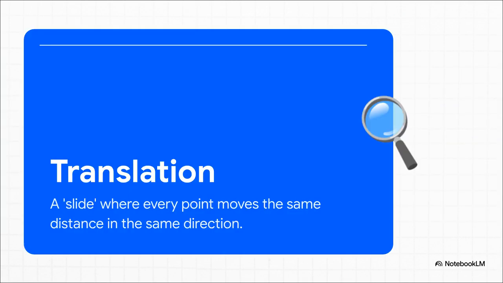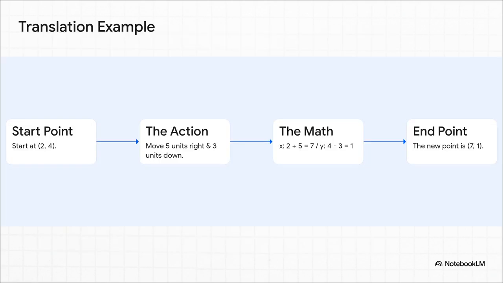Simple as that. Next up, we have translation. This one's even easier. It's just a slide. Imagine you're just pushing a checker across the board. Every single point on the shape moves the exact same distance and in the exact same direction. No twisting, no flipping, just a clean move from one spot to another. So let's look at the example they give us. We start at the point 2, 4. The instructions are to slide it 5 units to the right and 3 units down. All you do is add 5 to the x-coordinate, that gives you 7, and then subtract 3 from the y-coordinate, which gives you 1. And there you go. The point lands right on 7, 1.